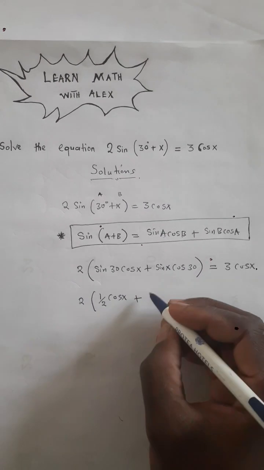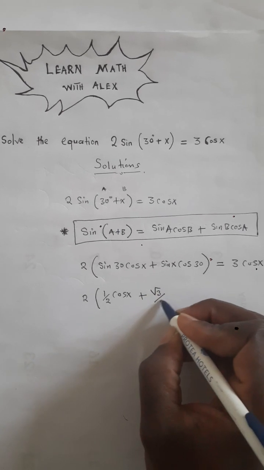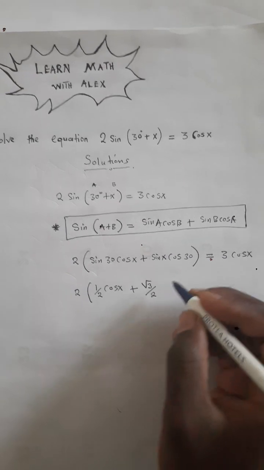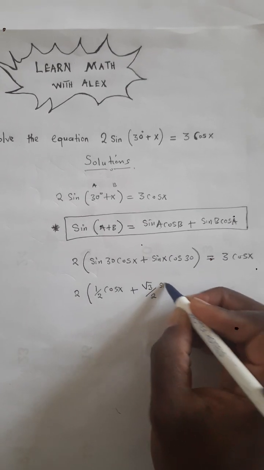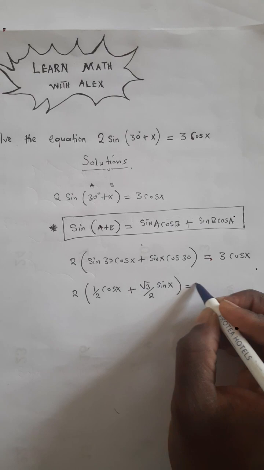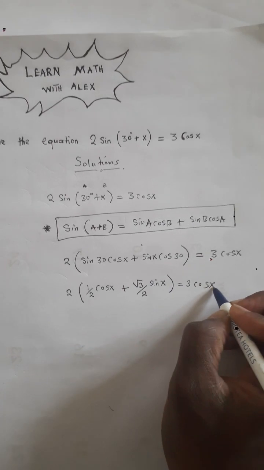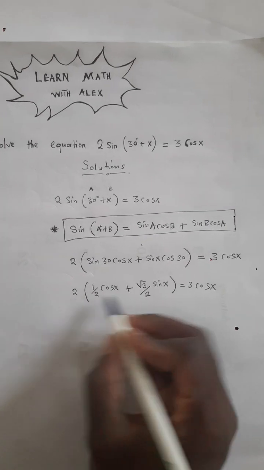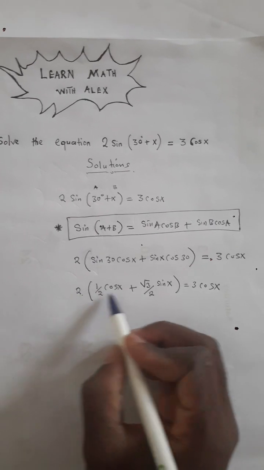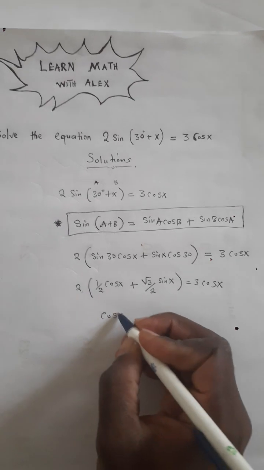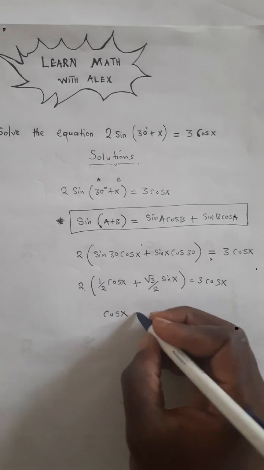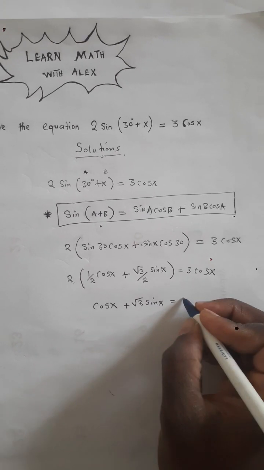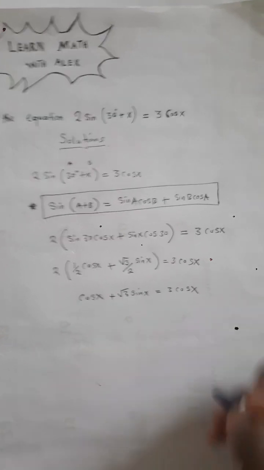So cos x is the root of 3 over 2. Then you're multiplying sin x, which is equal to 3 cos x. At this point we can open the bracket: 2 times that will remain with cos x, and 2 times that will remain with root 3 sin x is equal to 3 cos x.